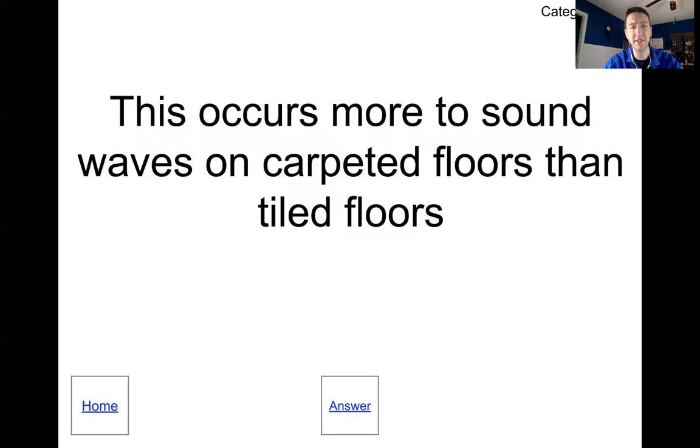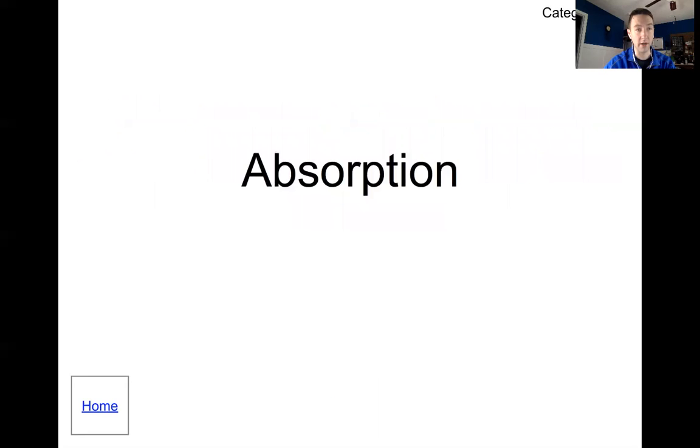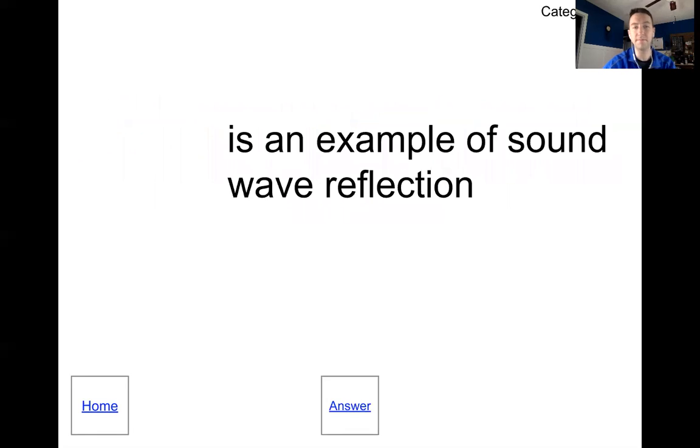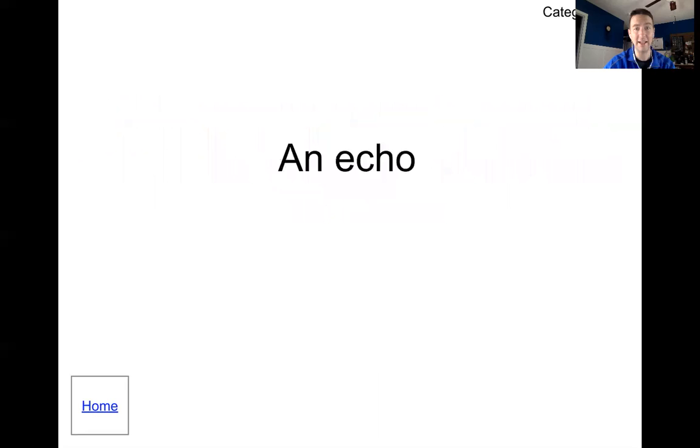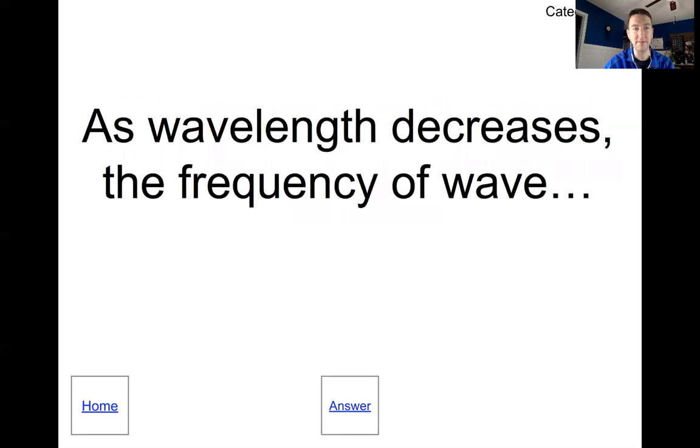This occurs more to sound waves on carpeted floor than tile floor. The reason your theaters and amphitheaters and all those things have carpet on the floors and the walls is to absorb the sound. So sound waves do get absorbed more on carpet than they do on tile. That's why your bathrooms are all echoey. This is an example of a sound wave reflection. Oh, we just said what it is. That's an echo. It echoes more on tile than it does on carpet.